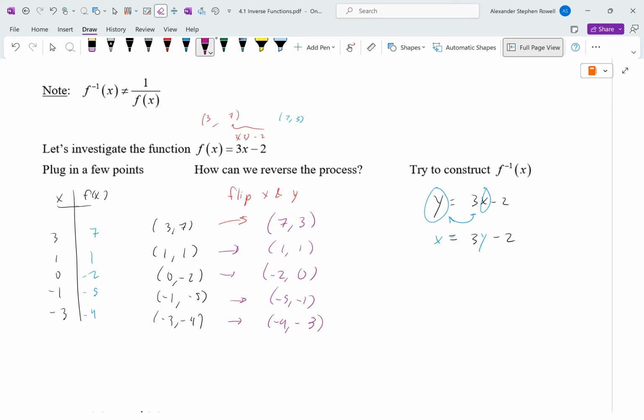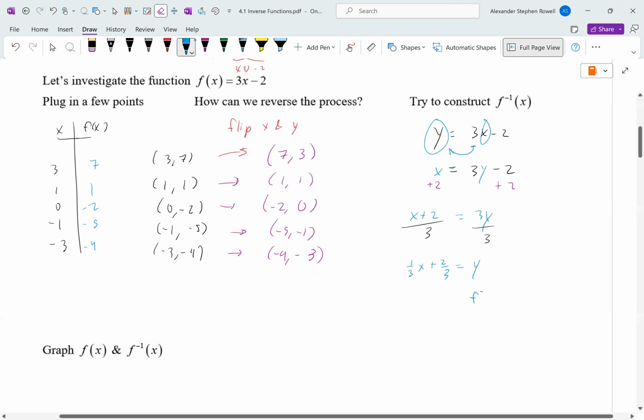So I undo the subtraction first and add 2 to both sides. 3y is equal to x plus 2. How do I get y by itself? Divide by 3. y is equal to 1/3 x plus 2/3. And this is our inverse function.